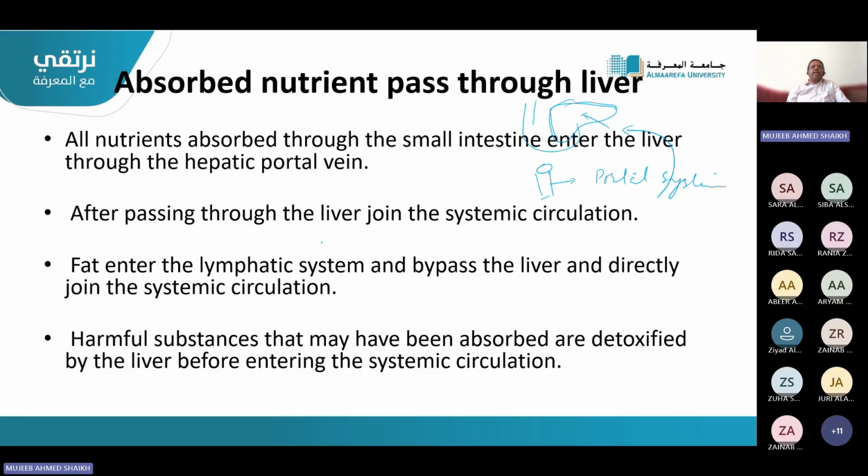Fat enters the lymphatics, so it bypasses the liver, because, as I told you, through the lacteals fat will be absorbed and go directly to the thoracic duct. From the thoracic duct it will drain into the venous circulation, so it will not come into the liver. Harmful substances that have been absorbed will be detoxified in the liver. So this is the function of the liver, that after absorption everything reaches the liver.